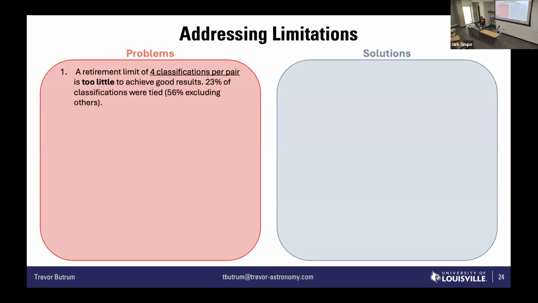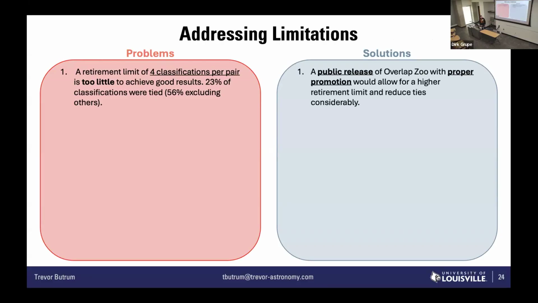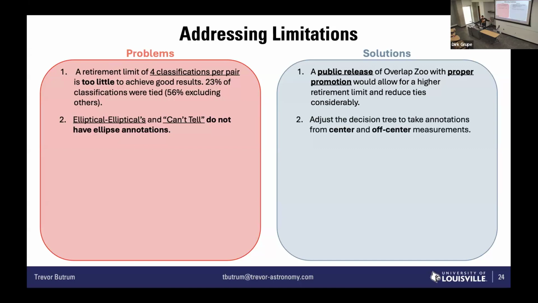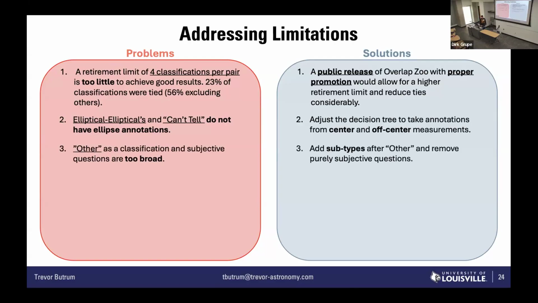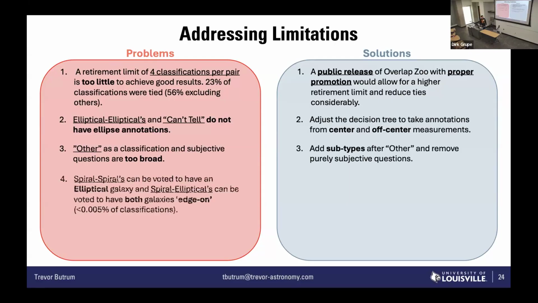So I want to address some limitations. So the first problem was the number of classifications required was too little. The solution, again, is to do another iteration of this and do a public release so we can get more classifications for these pairs. There's also ellipticals. I can't tell with my decision tree, it couldn't have annotations. I adjusted the decision tree to fix that. Other classifications, the classification was too broad. I was going to add subtypes to that as well to reduce and remove the subjective questions.